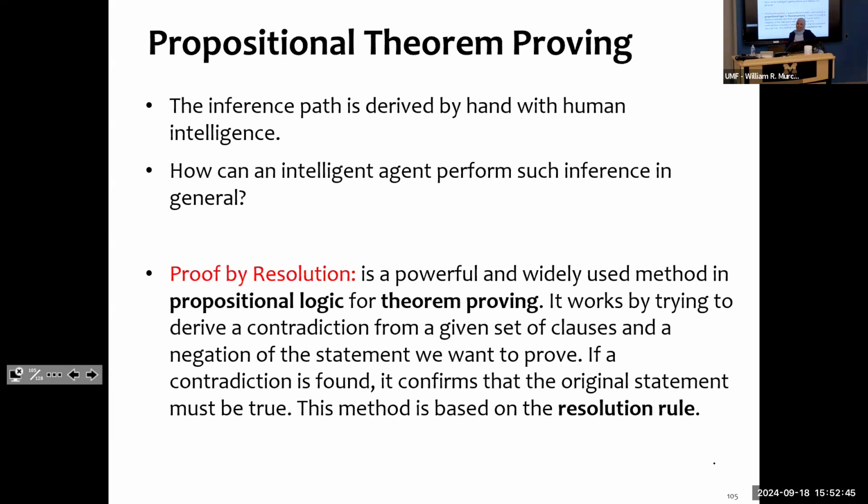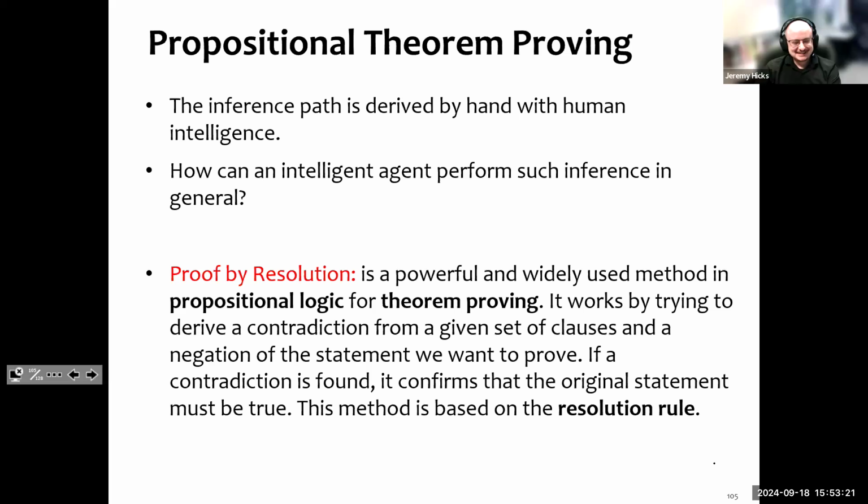Proof by resolution is a powerful and widely used method in propositional logic for theorem proving. It works by trying to derive a contradiction from a given set of clauses and a negation of the statement we want to prove. If a contradiction is found, it confirms that the original statement must be true. This method is based on the resolution rule. I understand completely. Thank you. This is my main goal.